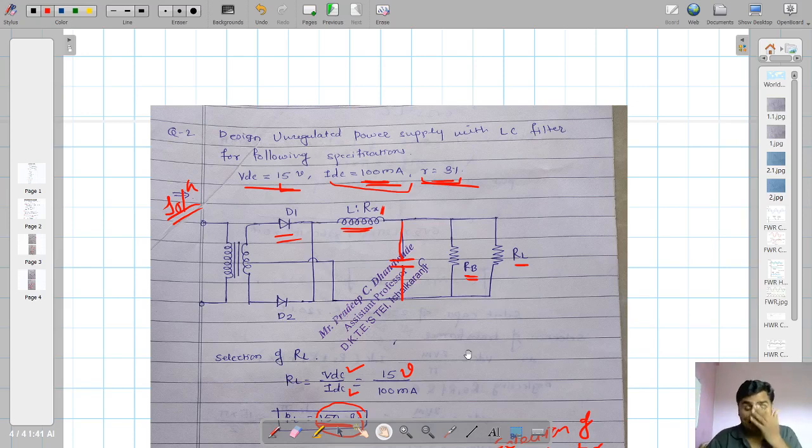LC type of filter as well as capacitor filter. See, I told you that I have taken an example of capacitor filter, and that if you understand capacitor filter, you will be able to handle L type of filters. You'll be able to solve all the numericals related to L filter if you understand C filter. So that's why I skip L filter. We switch towards LC filter.